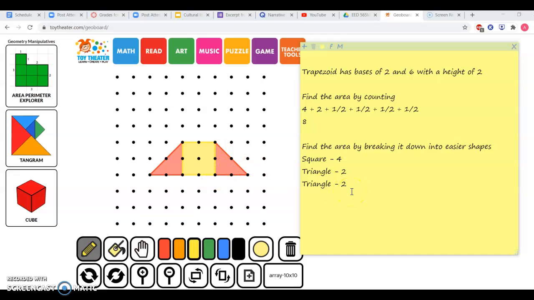And when I add all that up, by breaking it down into easier shapes, I add the square and the 2 triangles, and then I get 8. So we can check ourselves here. We have the area by breaking it down gives us 8, and then counting also gives us 8. So we're able to find the area of that trapezoid without ever needing any formula.